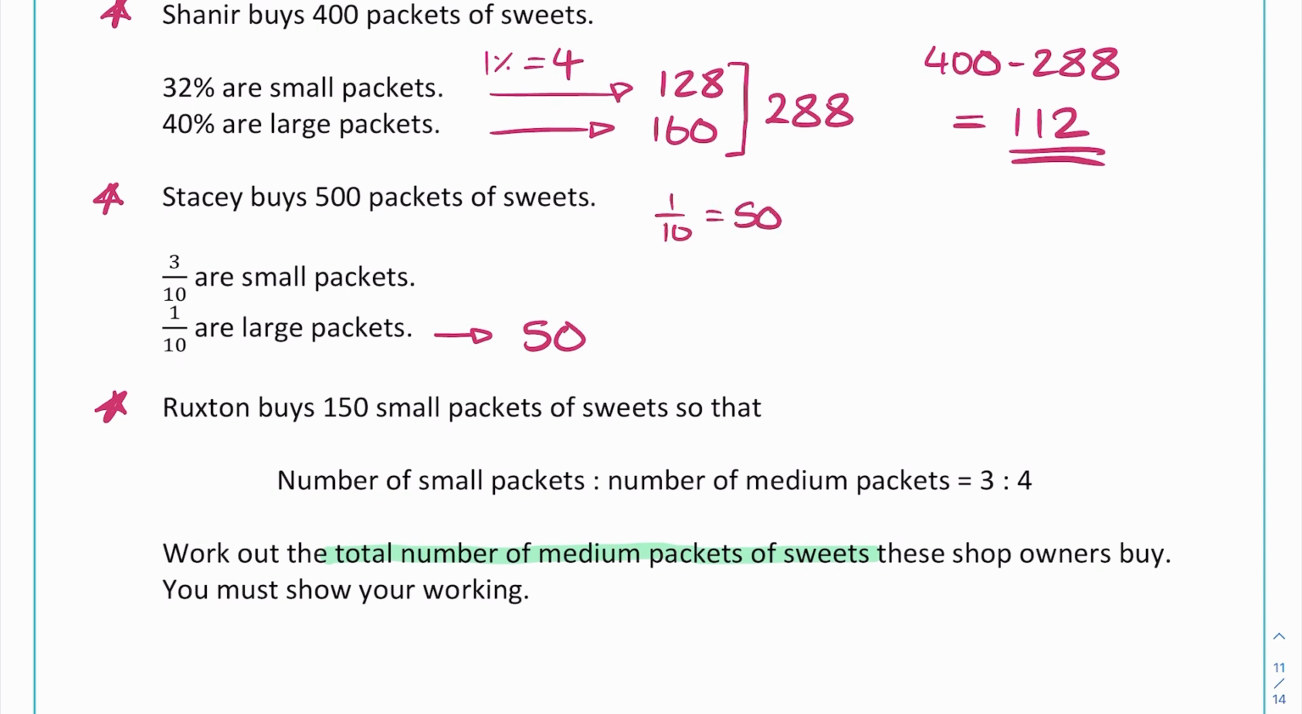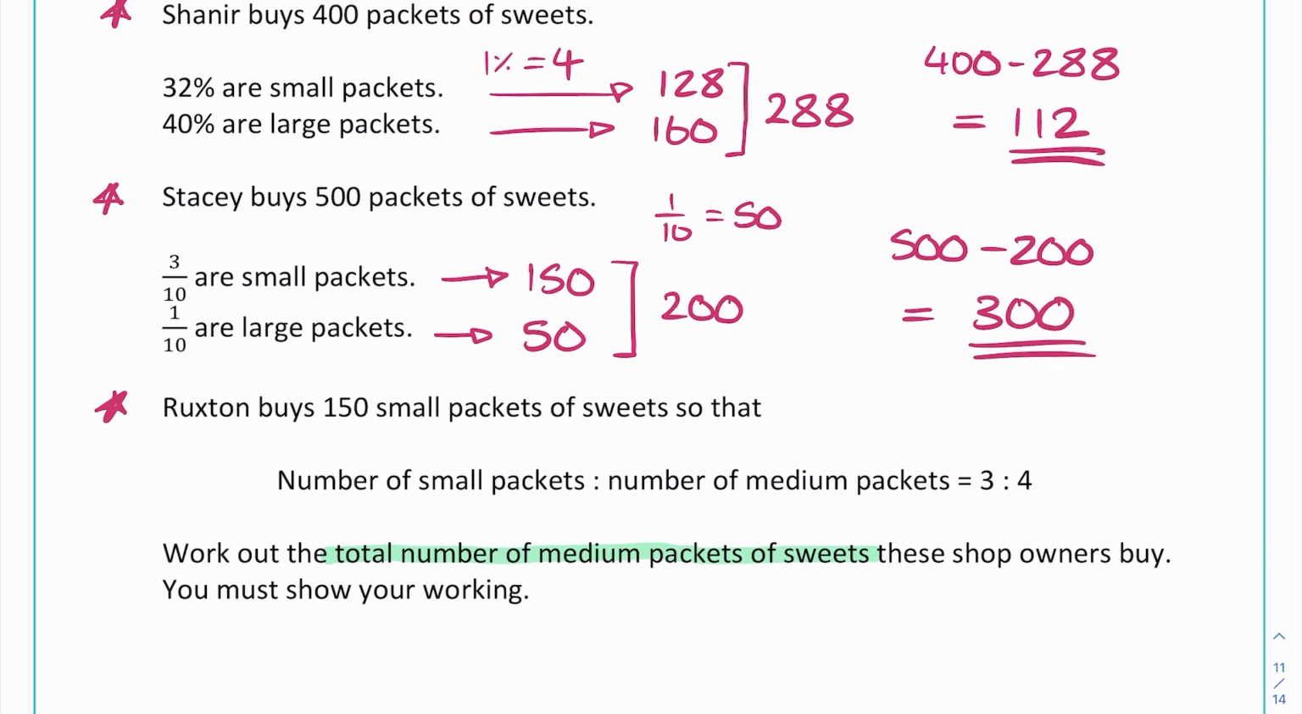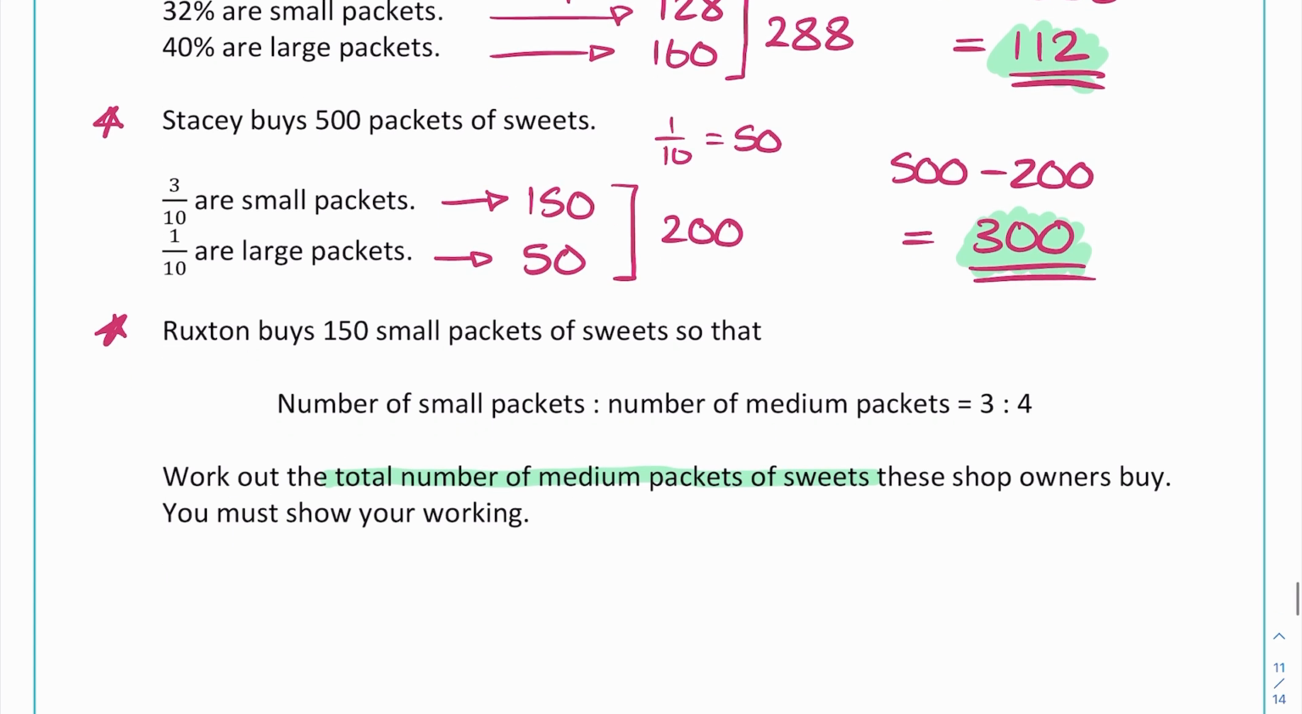And that allows us also to get 3/10 because we just want to multiply that by 3. So 50 times 3 is 150. Again, in total, that means she's bought 200 packets of small and large sweets. And again, we could do 500, take away the small and large, and that leaves us with 300 medium packets of sweets. So we know that Shania bought 112 packets and Stacey bought 300 packets, and they are the medium sweets at the moment. We're then going to move on to Ruxton.